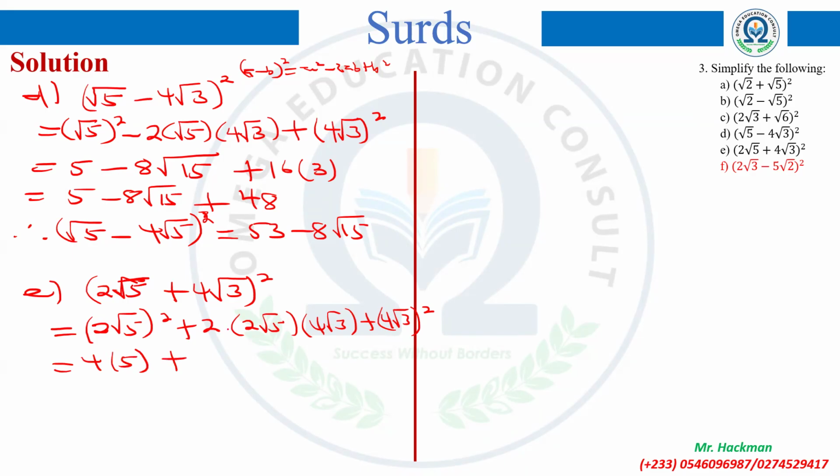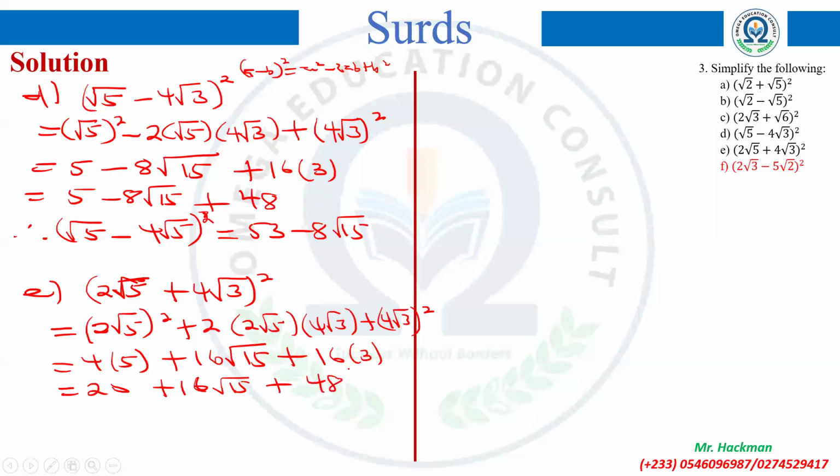Then plus, this time around, the non-radicals will multiply. The non-radicand here is 2 and this one is 4, so it will be 2 times 2, which is 4, 4 times 4, which is 16. The radicals will come and multiply, so 5 times 3, which again will give us 15. Then plus 4 squared, which is 16, times 3. So in effect, we are going to get 20 here. Then plus 16 root of 15, this is already in its basic form. Then plus 48.